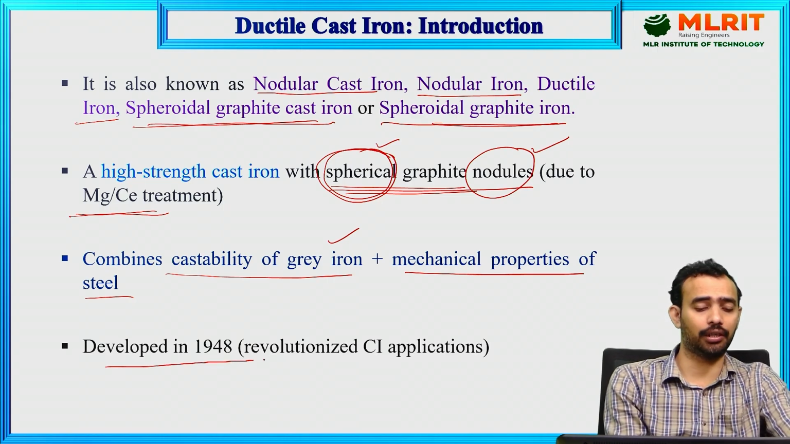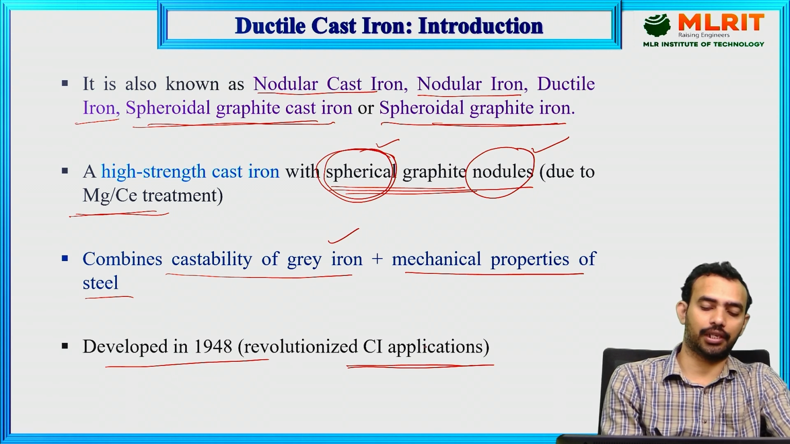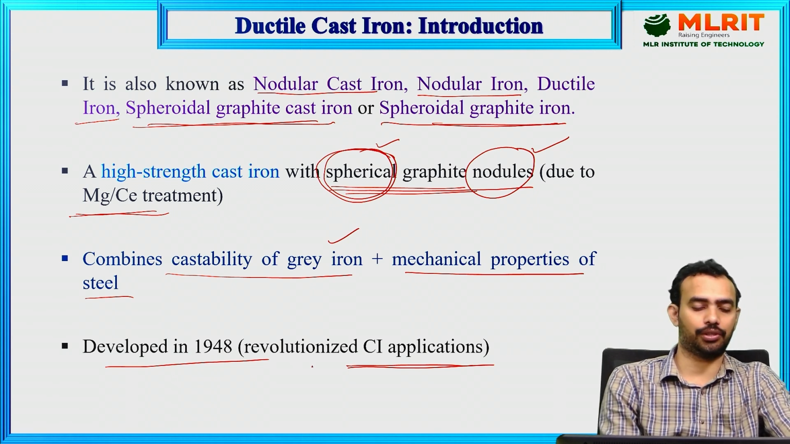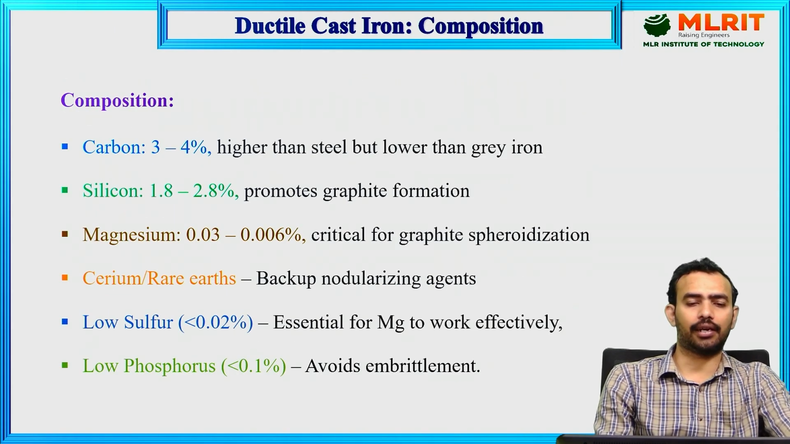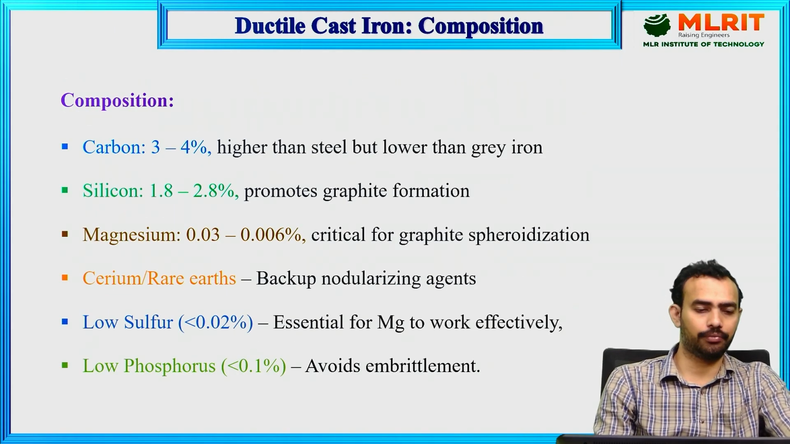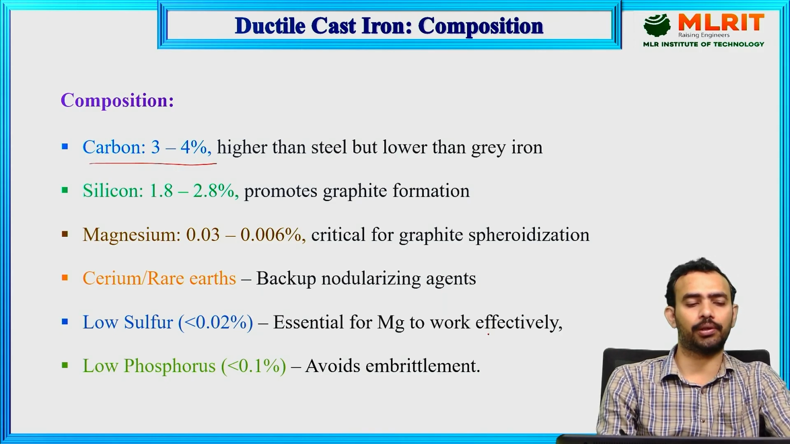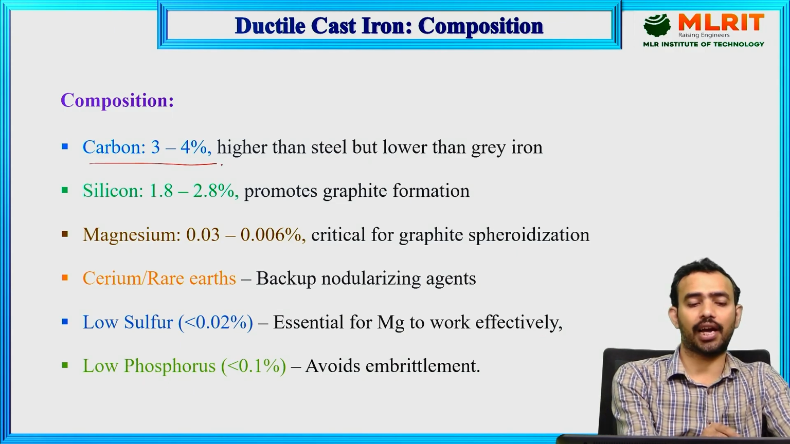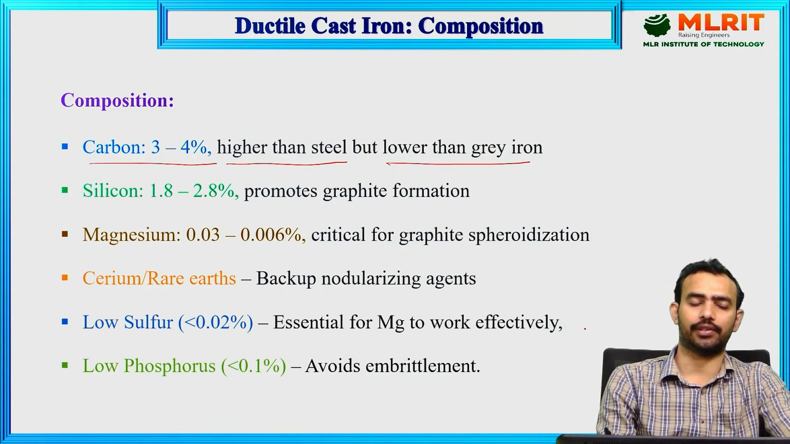It was developed in 1948, and this invention has revolutionized cast iron applications. If you look at the element-wise composition, carbon is present in the range of 3 to 4%. This is higher than steel but marginally lower than grey iron, which can go up to 4.5%.